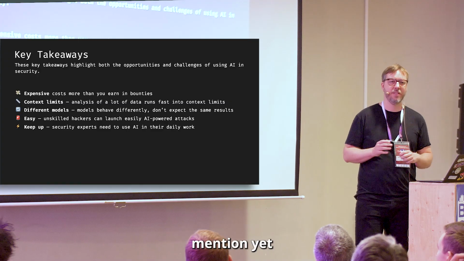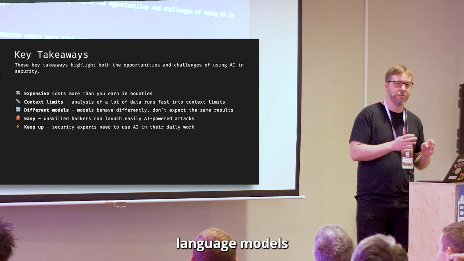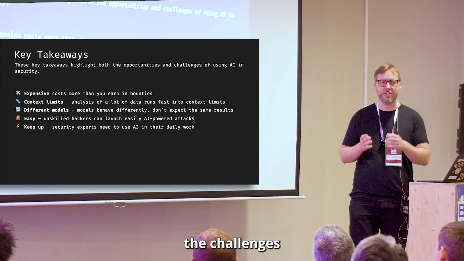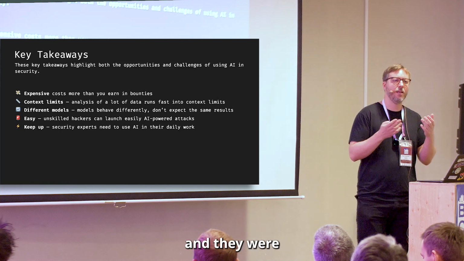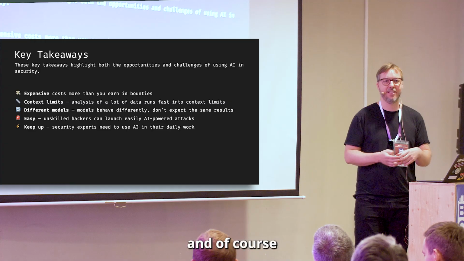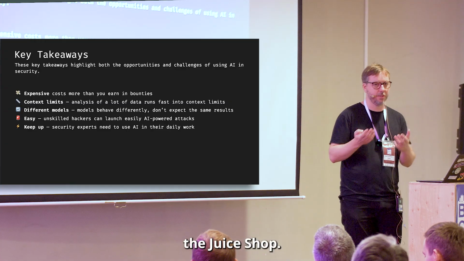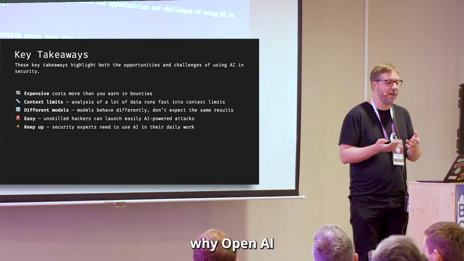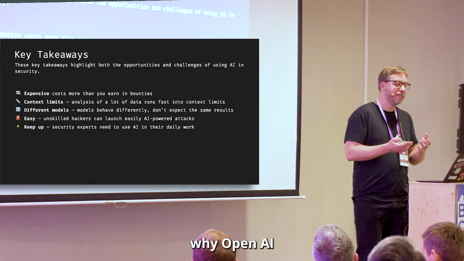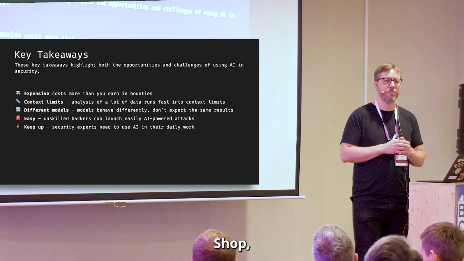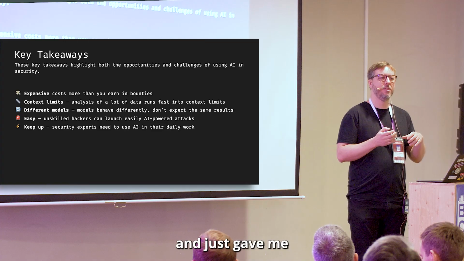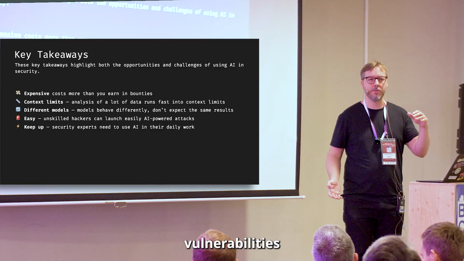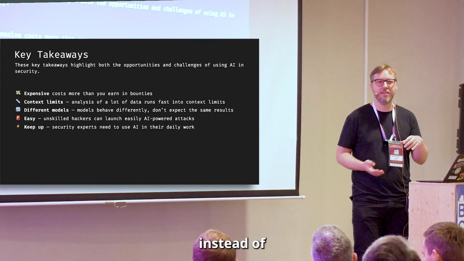One thing I didn't mention yet is, of course, these large language models are really good in solving the challenges in the juice shop, because the juice shop is publicly available and they were trained on the internet, and of course they know about the juice shop. So that's why OpenAI did a request against the juice shop, found out it's the juice shop, and just gave me a list of all vulnerabilities this juice shop has instead of attacking it.